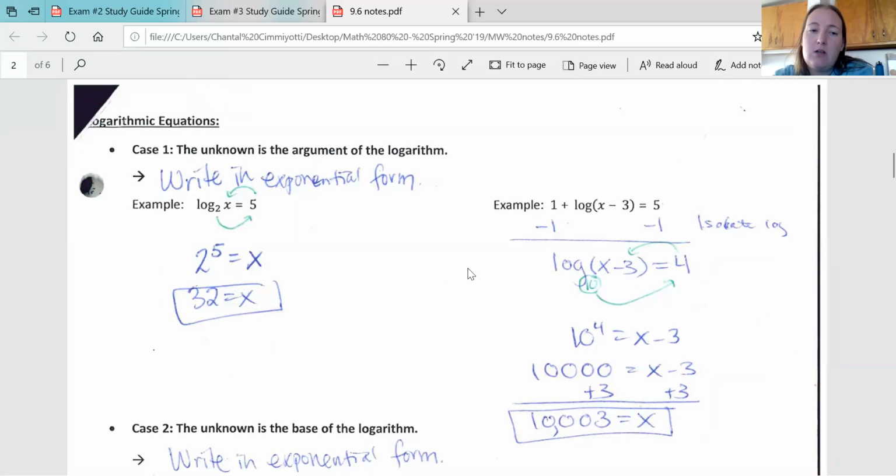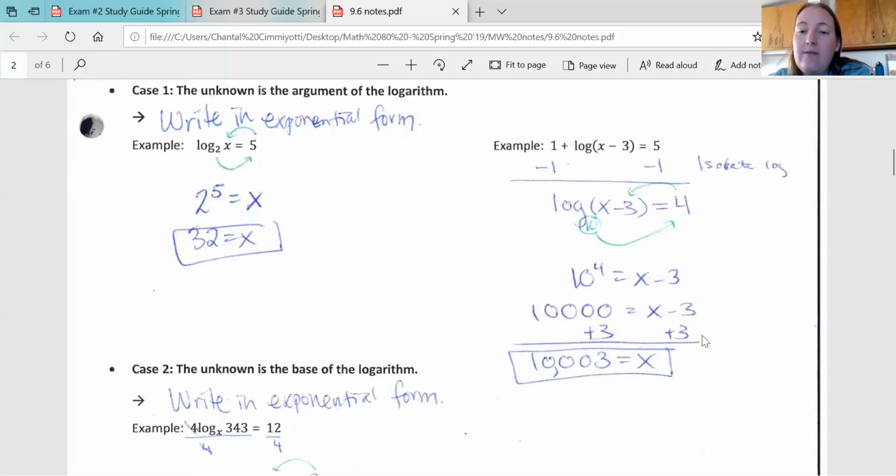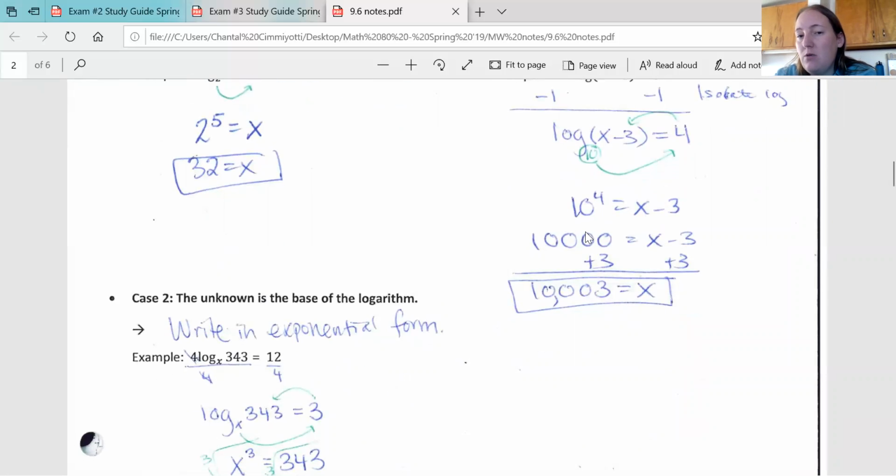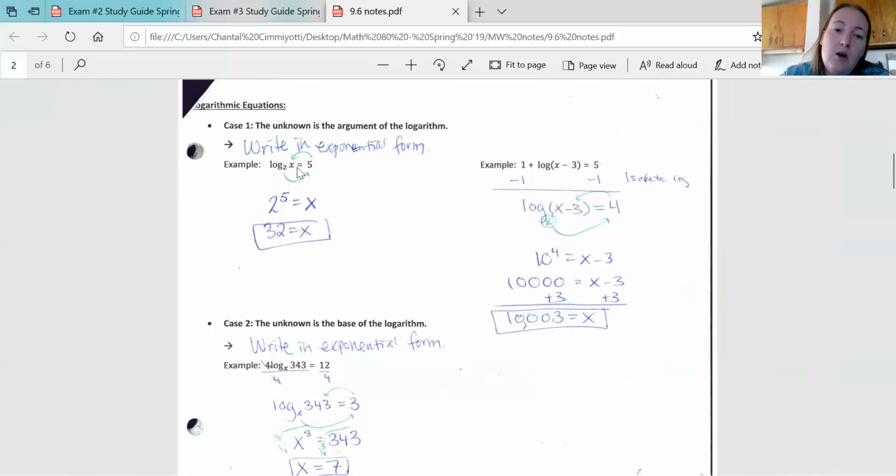So far we've kind of just talked about how to do them in the basic cases, but what if it's more involved? So isolate your log. In this one, I had to subtract 1 first. Then it was 10 to the 4th would equal this quantity, x minus 3. And I evaluate with our standard processes. 10 to the 4th is 10,000. Add 3 to get x by itself, and your answer will be 10,003 equals x. So that was if the unknown was your argument for your logarithm.